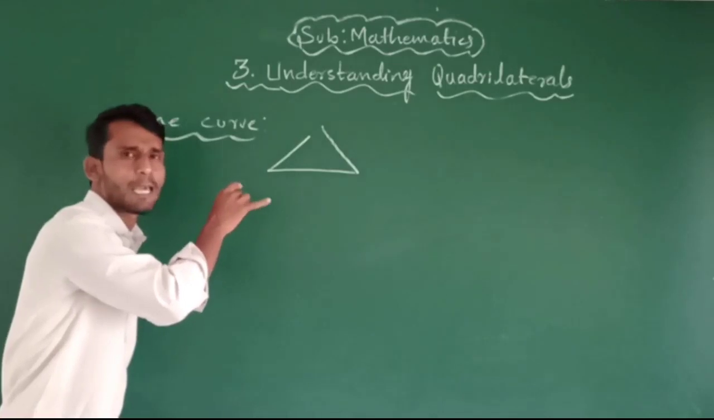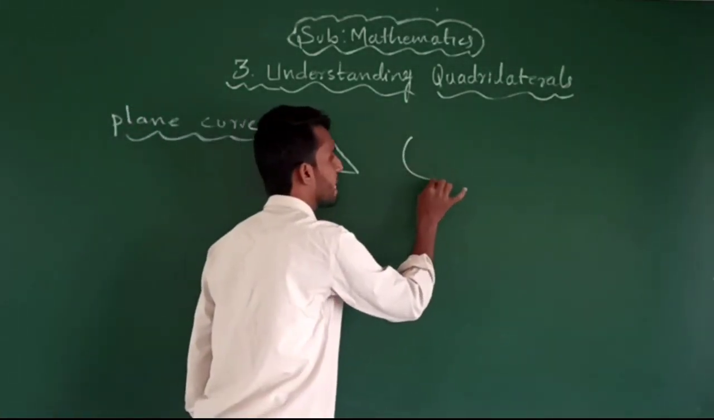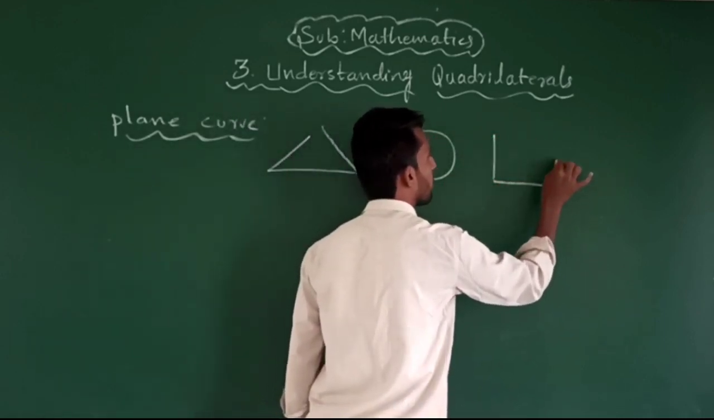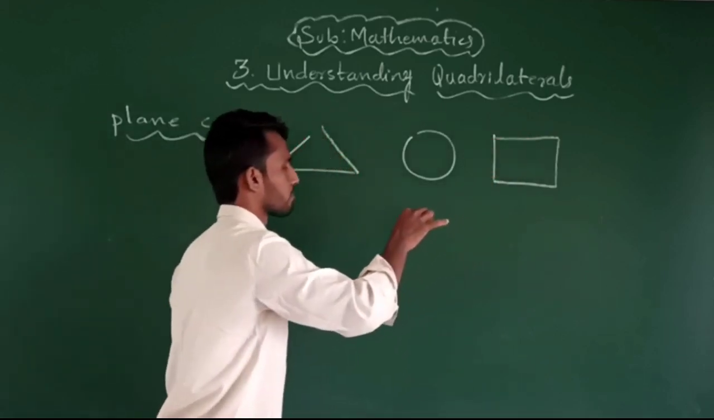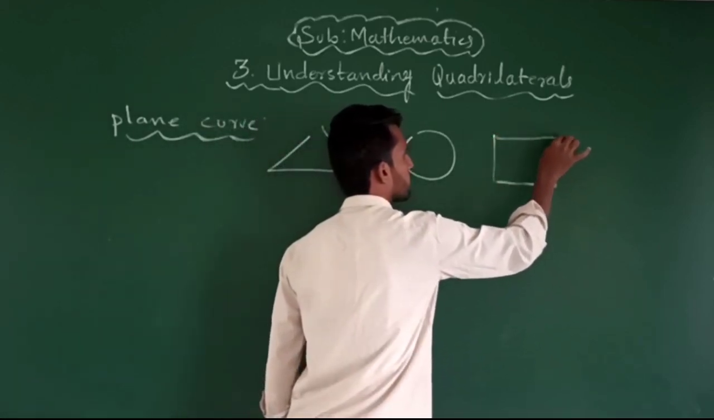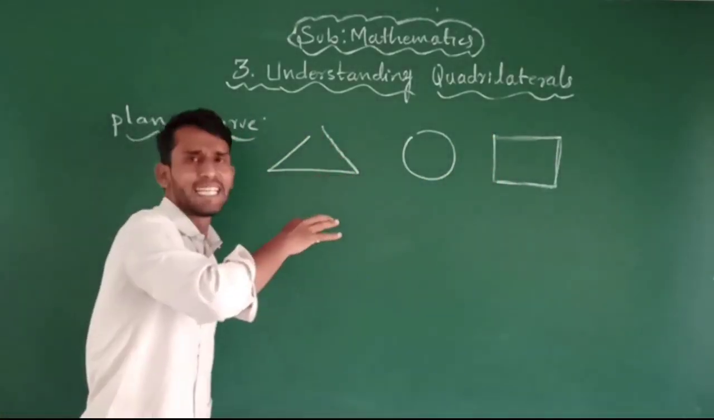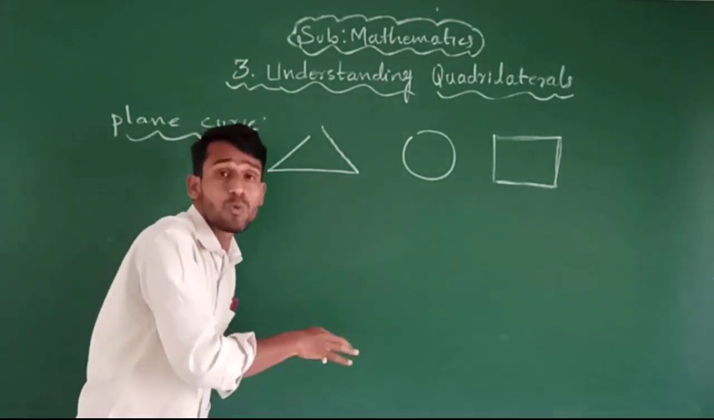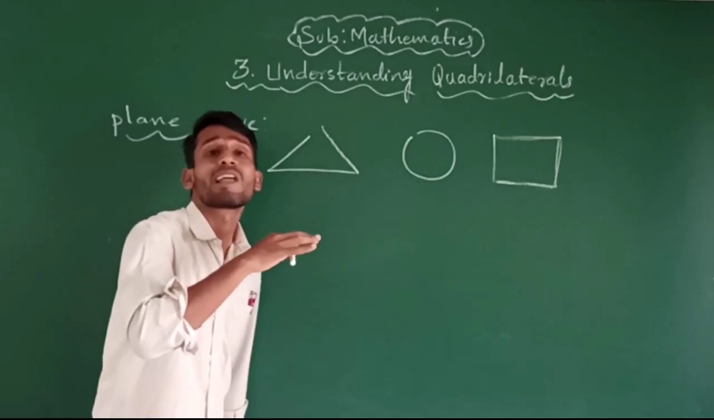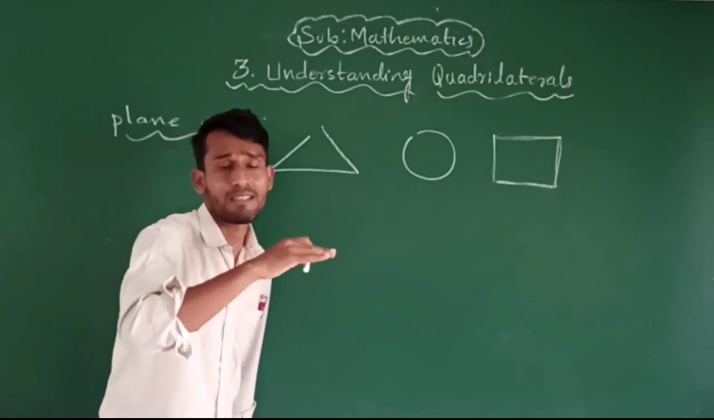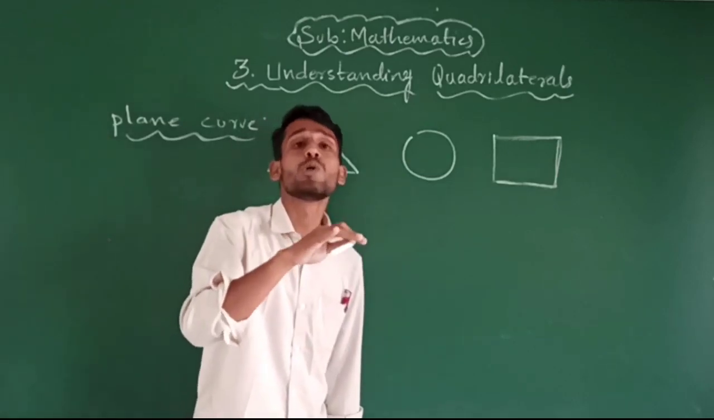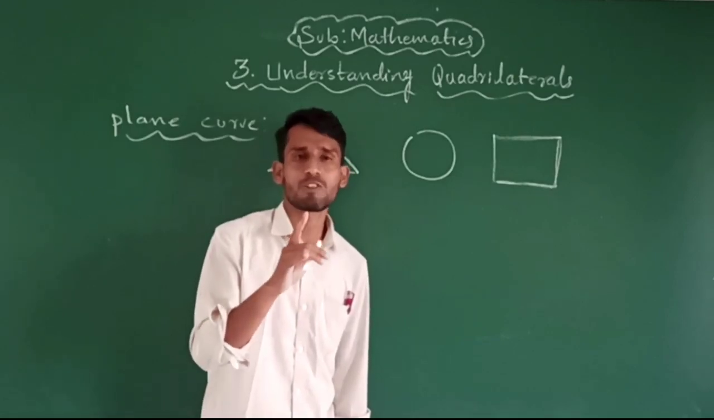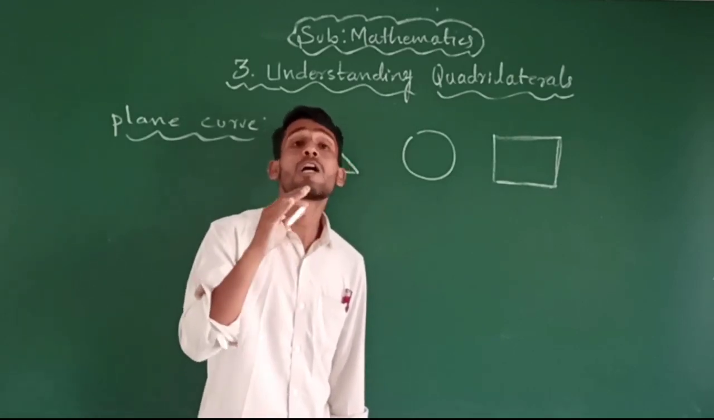This type of curve we will call plane curve. Here we are joining a number of points without lifting our chalk piece. When you draw any curve on a plane surface, those diagrams, those curves we will call plane curves. Dear students, in plane curves we have two types. First one is open curve and second one is closed curve.